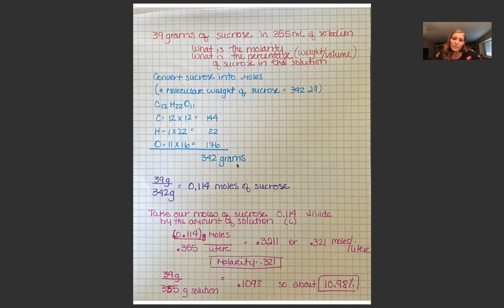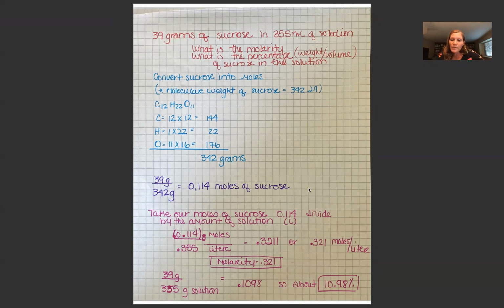So what we do now is we have 39 grams up here. We have to figure out exactly how many moles that is based on the total number a mole is. A mole for sucrose is 342. So we're going to take what we have and divide it by what it should be if it was a full mole. And we do 39 grams divided by 342 grams, which gives us 0.114 moles of sucrose. So once we get that, now we can put it into other equations.